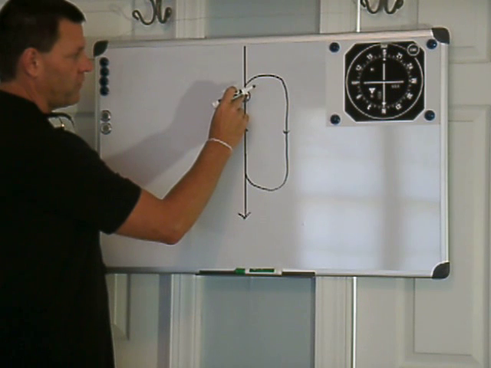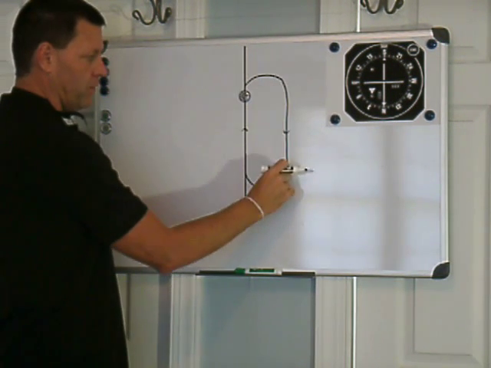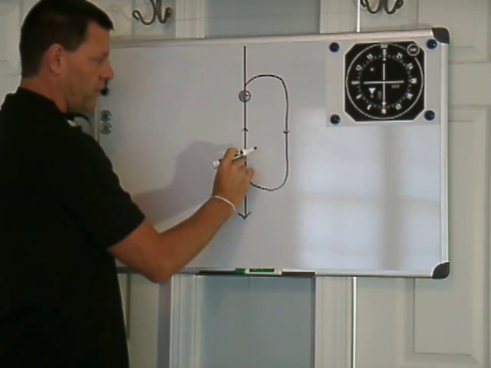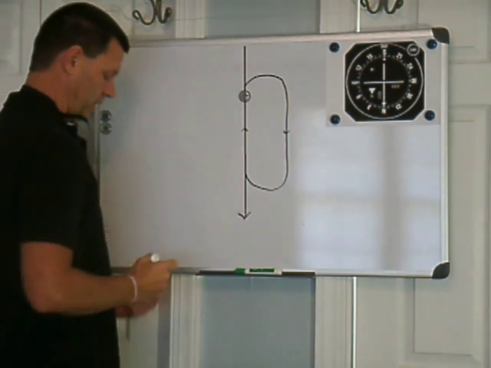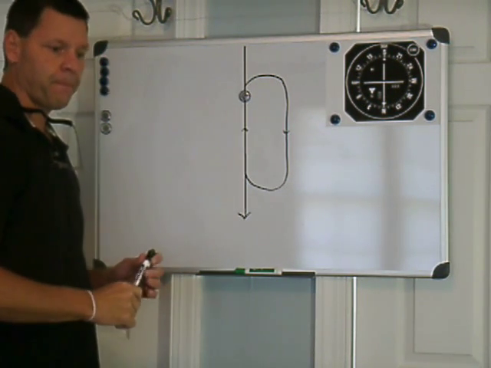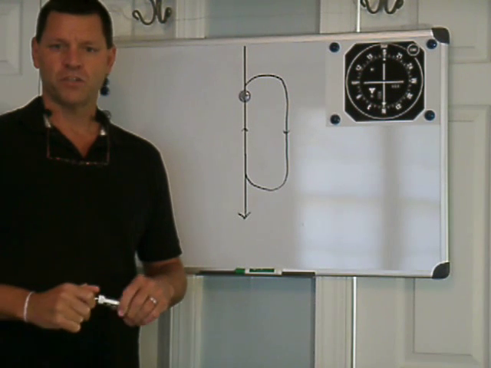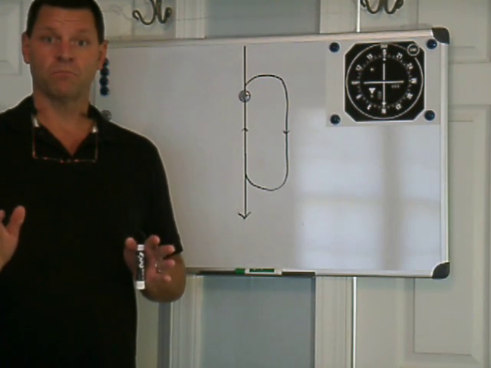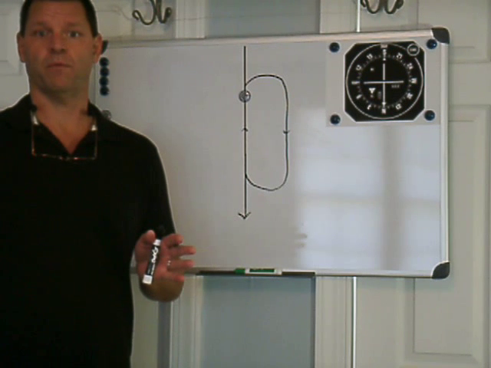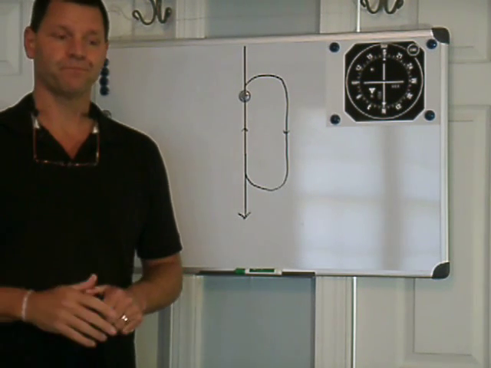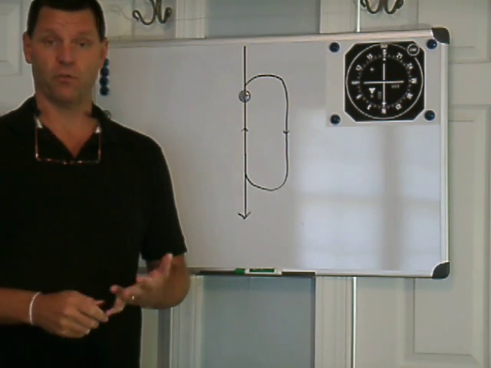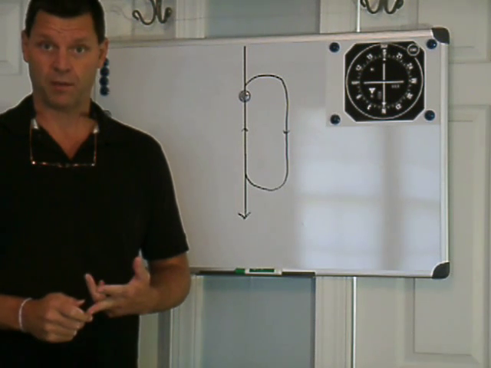Here we have the fix, the outbound turn, the outbound leg, the inbound turn, and the inbound leg. Back to the fix. One of the issues many pilots have is determining quickly what entry method they need to utilize into the hold. There are three entry methods. There's the direct, the parallel, and the teardrop.